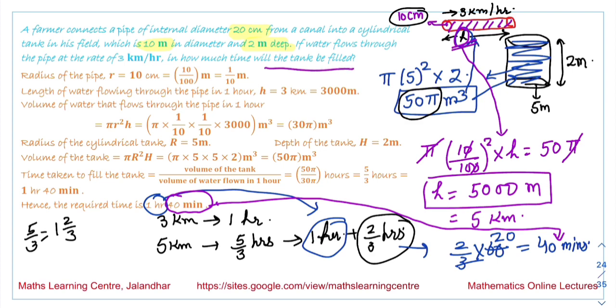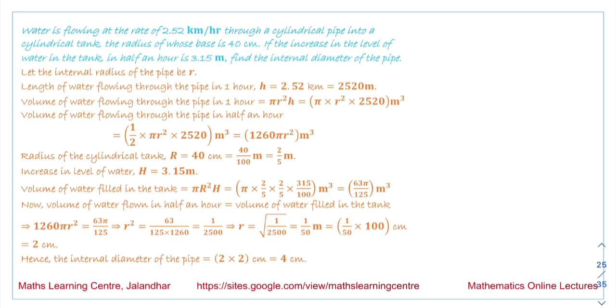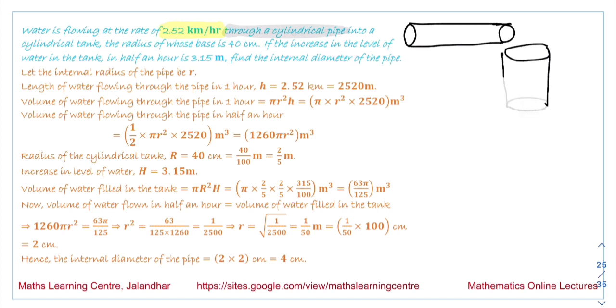Next we have: water is flowing at the rate of 2.52 km per hour through a cylindrical pipe into a cylindrical tank, the radius of whose base is 40 centimeters. We are saying a cylindrical pipe is there and the water is flowing through this pipe to another cylindrical tank whose base radius is given to be 40 centimeter. The speed of the water is given to be 2.52 km per hour.